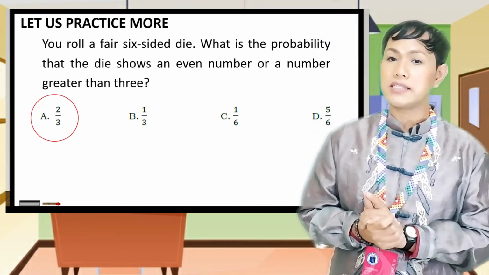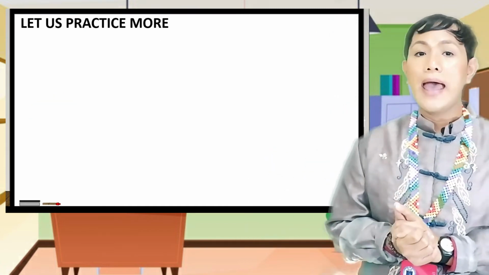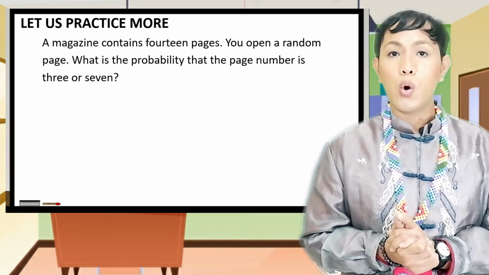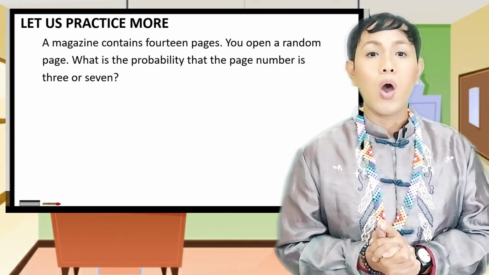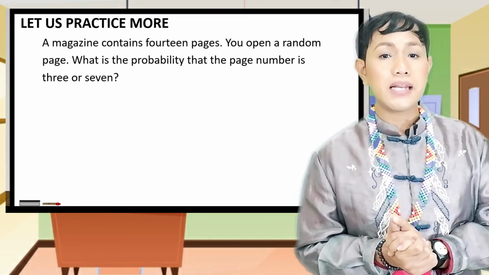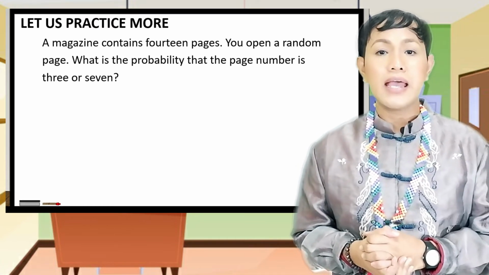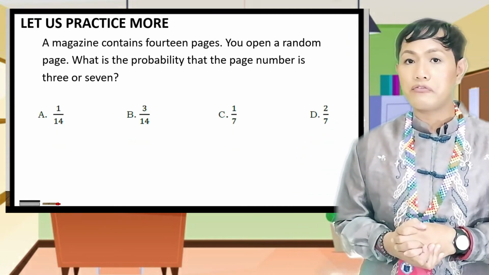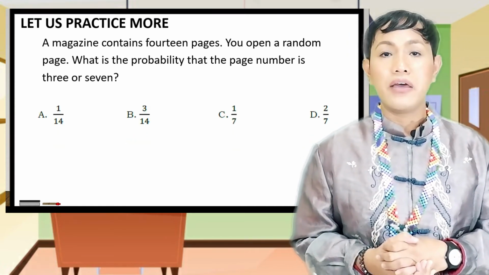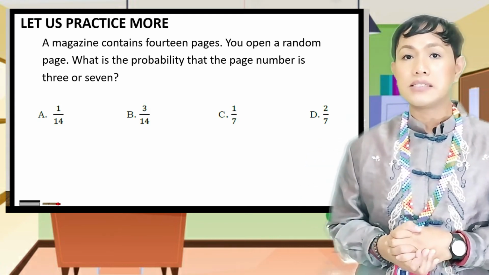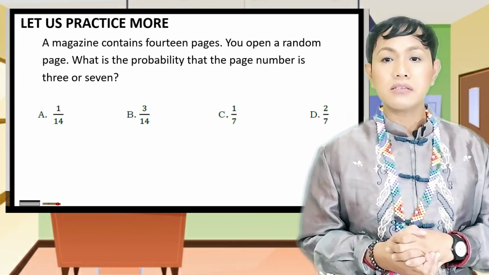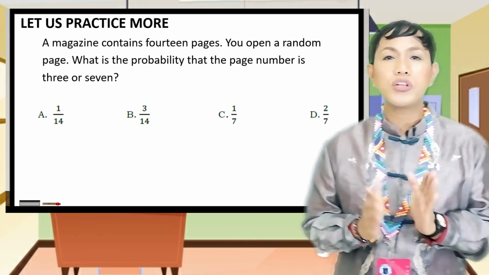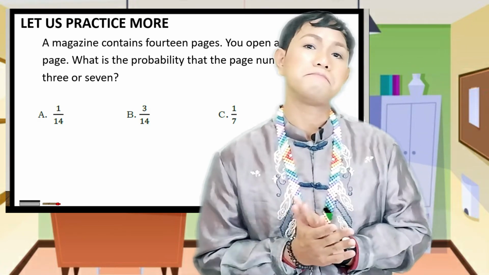What about this next problem? A magazine contains 14 pages. You open a random page. What is the probability that the page number is 3 or 7? Is it A, 1 over 14, B, 3 over 14, C, 1 over 7, or D, 2 over 7? What would now then your answer be?